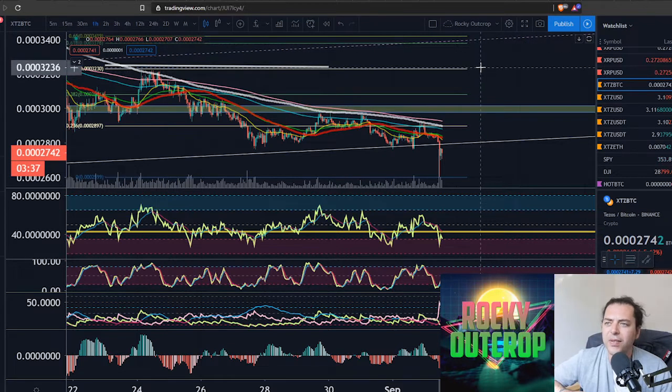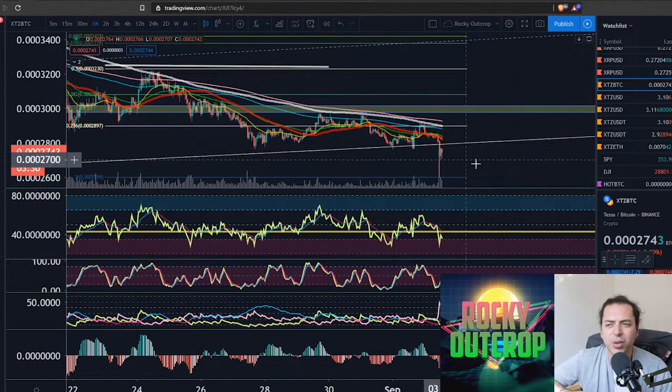And then the 50% at 32,333 or so, and then the 618 zone coming in there at 34k. Okay, that's what we're looking to overall.